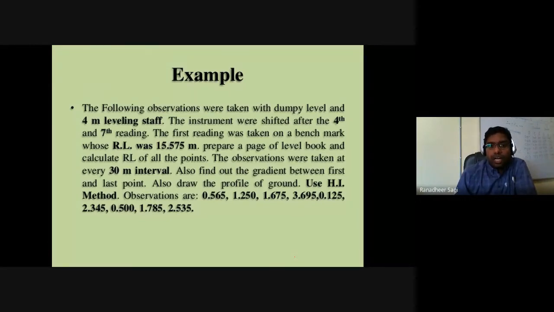Now we are asked to determine the RL values based on the height of instrument method. Same thing, I will try to solve it based on the height of instrument method. You can solve it based on your rise and fall method. Okay, so please look at the data that is given. If you want to note down that data, you can note it down so that I can go ahead in putting that particular data into the table.